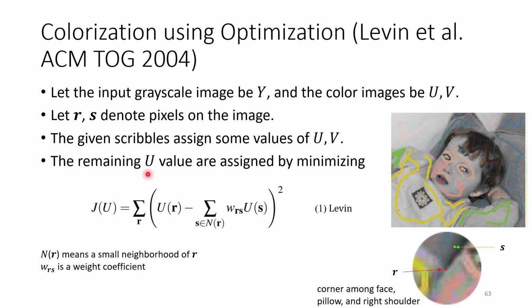So if we just see the U value, it defines an error function, or you can call it energy function, whatever. It means for a given point R, its U value should be similar to the weighted average of its surrounding S values. Here, S means another pixel in R's neighborhood. Okay, so let's see this example. If I crop this region and then enlarge it here, it will look like this.